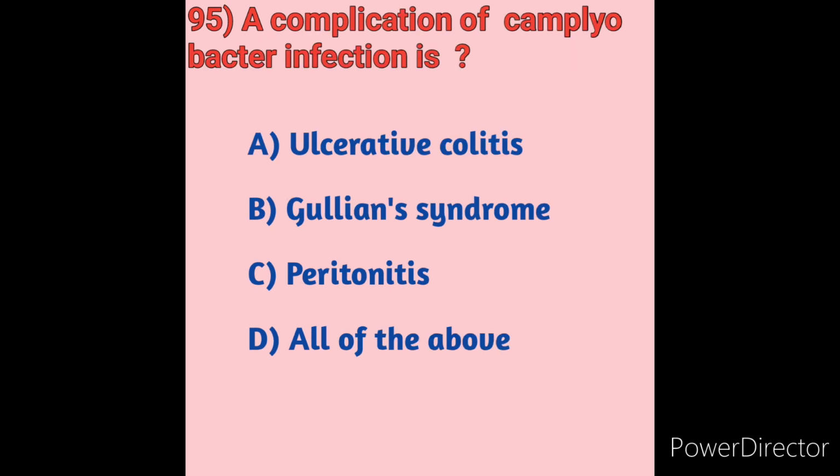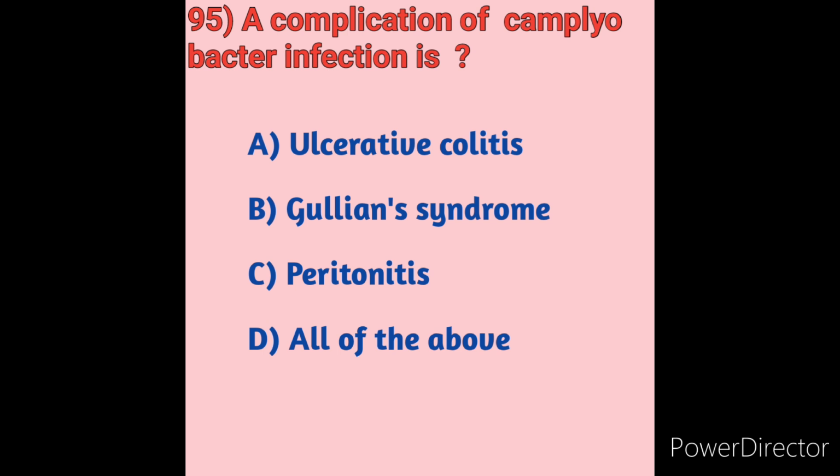A complication of Campylobacter infection is, one of the complications is there in these options. Campylobacter infection complications. Option A, ulcerative colitis. Option B, Guillain-Barré syndrome. Option C, peritonitis. Option D, all of the above. Some people experience complications such as irritable bowel syndrome, temporary paralysis and arthritis. People with a weakened immune system, such as those with blood disorders, with AIDS or receiving chemotherapy, are at risk.